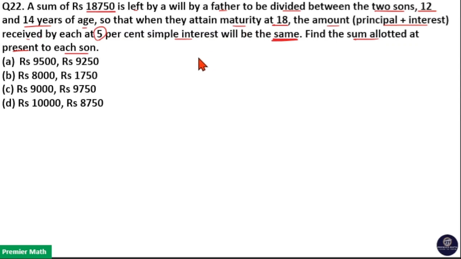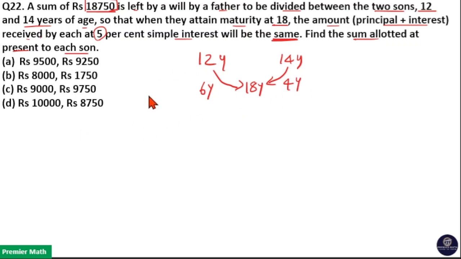Here, the sum 18,750 is divided between two sons of age 12 years and 14 years. When they attain the age of 18 years, they will get the same amount. That is, 12 plus 6 is 18, so the 12-year-old son gets 6 years' interest, and 14 plus 4 is 18, so the 14-year-old son gets 4 years' interest.